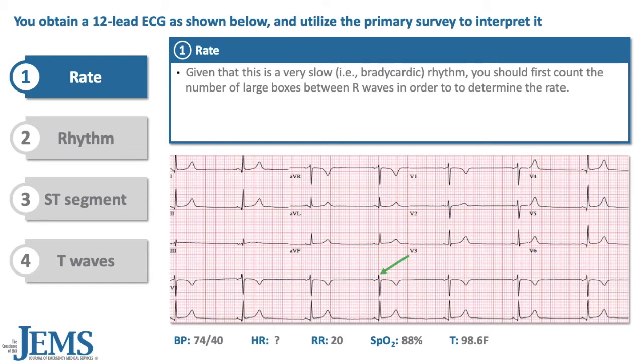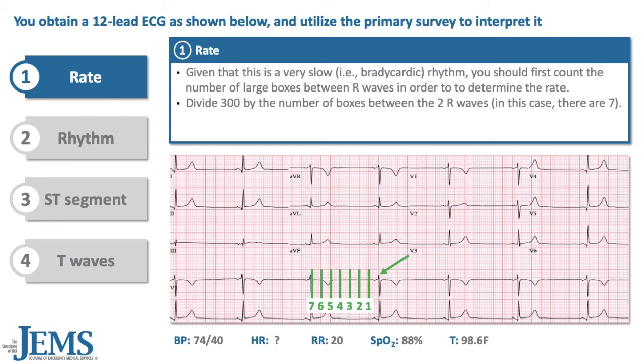So with this one as our starting point, let's count large boxes going 1, 2, 3, 4, 5, 6, and 7. Then we'll take the number 7 and divide it into the number 300, giving us a heart rate of 43, which is slow. The normal heart rate range is from 60 to 100, and below 60 is considered to be bradycardic.